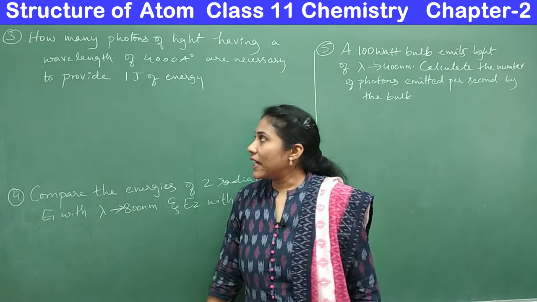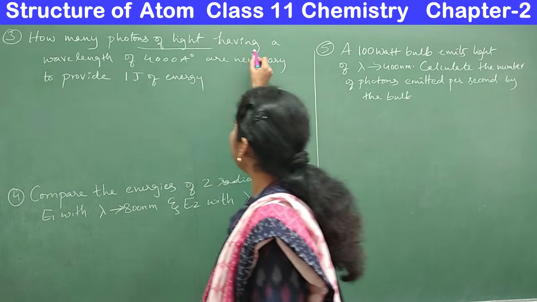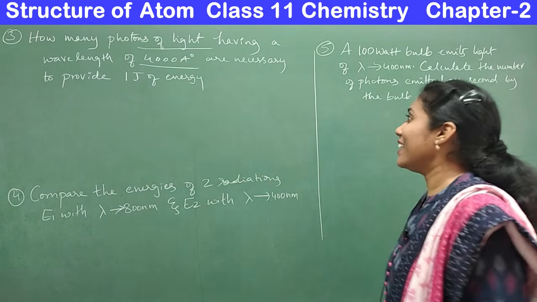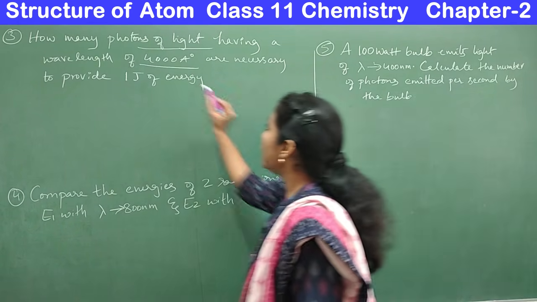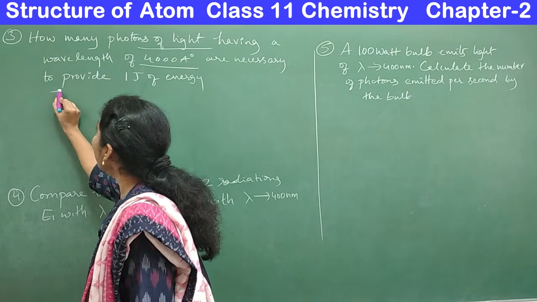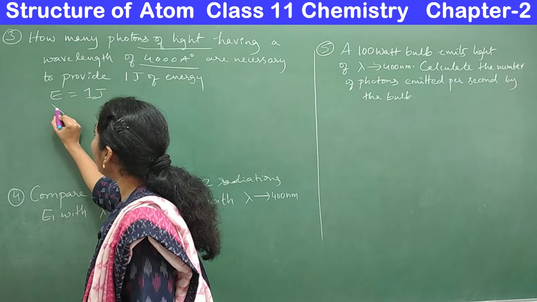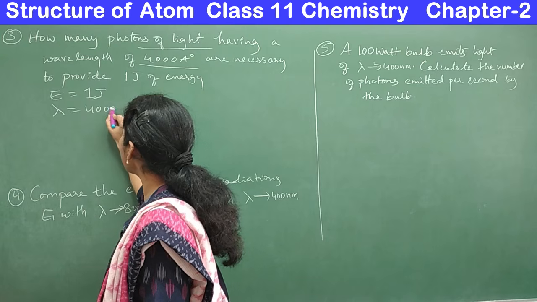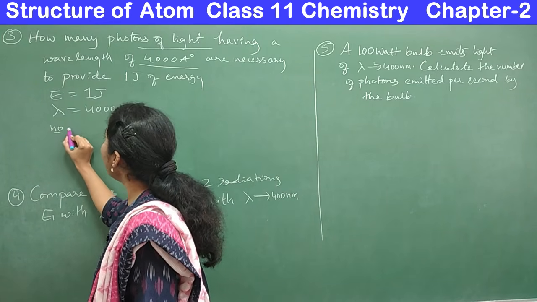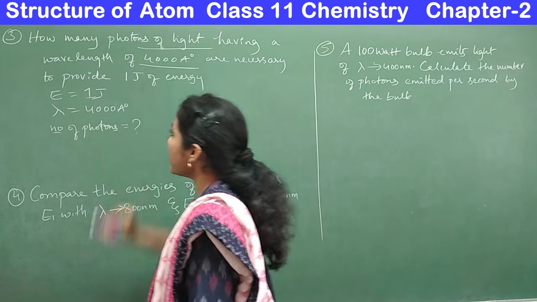Coming to the third problem, guys, read out the question carefully. How many photons of light having a wavelength of 4000 angstrom are necessary to provide 1 joule of energy? Okay, so what is actually given here? Energy is given, that is 1 joule. Okay, and lambda wavelength is given, that is 4000 angstrom. What are they asking you? They are asking you to calculate the number of photons.